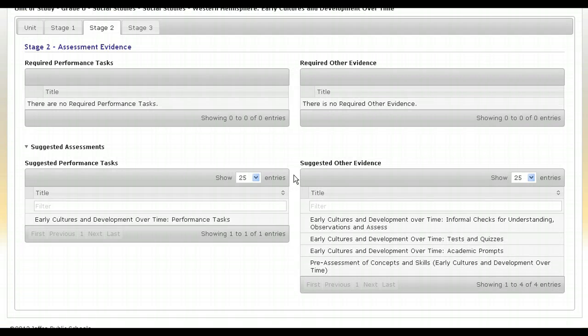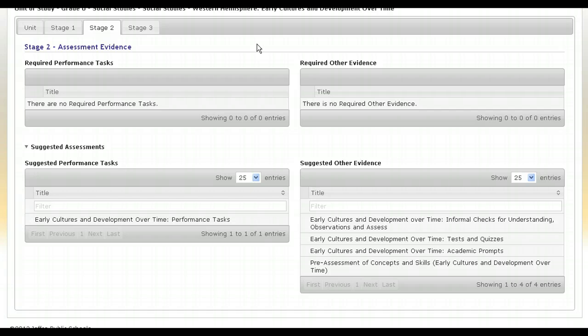Stage 2, in a backwards design model, implies that once we know the goals, let's consider our assessments that we're shooting for. So within this Stage 2 section, you're going to see some ideas for different types of assessment. Down here, you're going to see ideas for informal checks for understanding. Just click on that link and that'll take you to that resource. You're going to see ideas for tests and quizzes. You're going to see ideas for academic prompts. Here, I've also added a pre-assessment idea. And if you want some sample performance tests, those are listed over here.